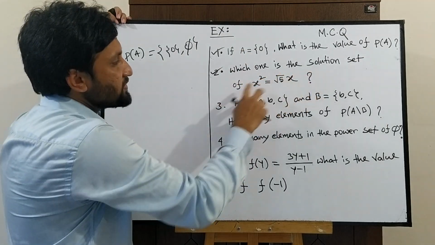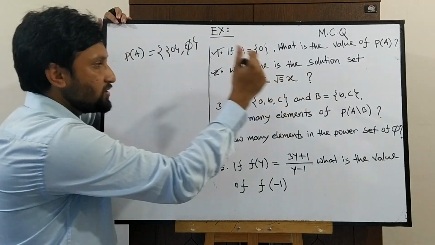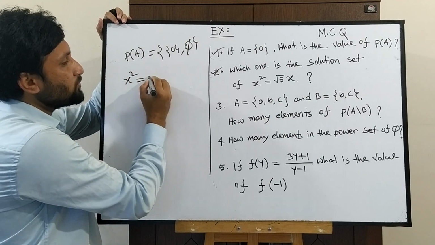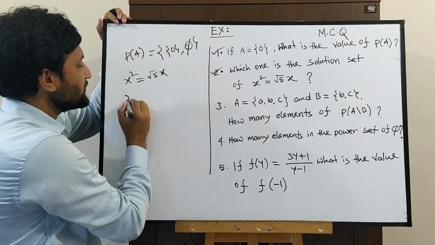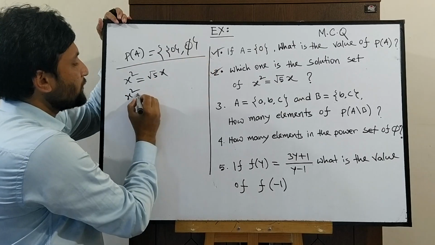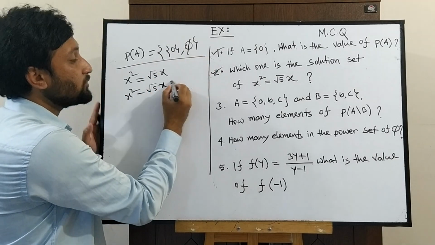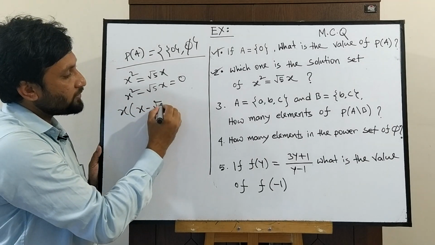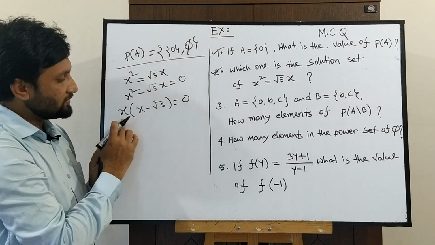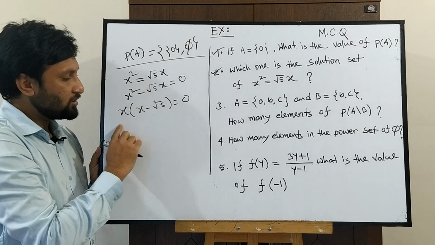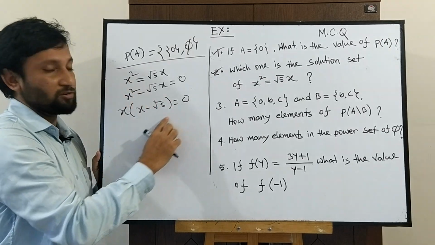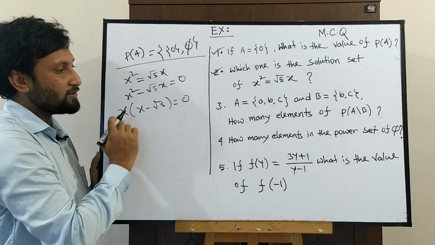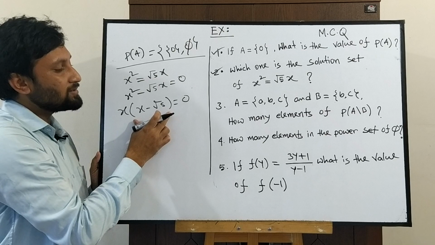Then 2. Which one is the solution set of this equation? The equation is x square equals root 5 x. So we can write x square minus root 5 x equal 0. Taking x common, x into x minus root 5 equals 0. Here x and x minus root 5 are the 2 factors. So either the first factor equals 0 or the second factor equals 0.